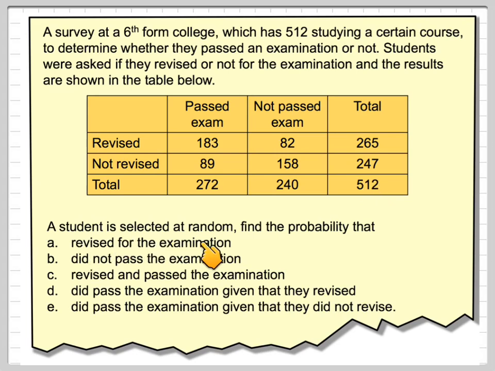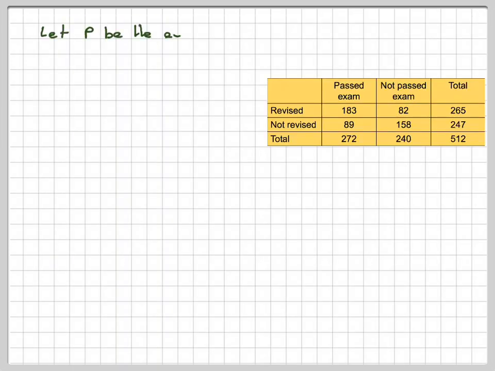So a student is selected at random. Find the probability that he revised for the examination, did not pass the examination, revised and passed the examination, did pass the examination given that they revised, and did pass the examination given that they did not revise. So we're going to look at this with formal notation.